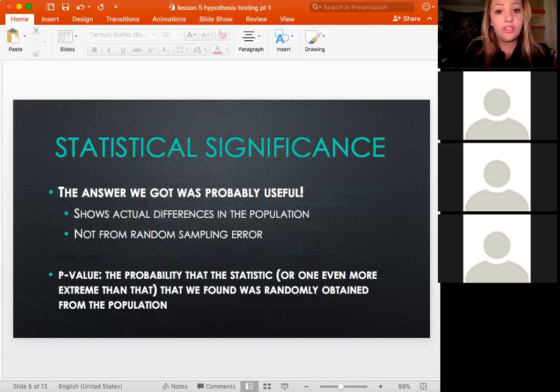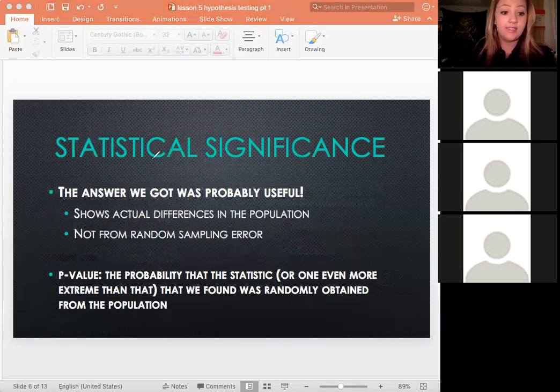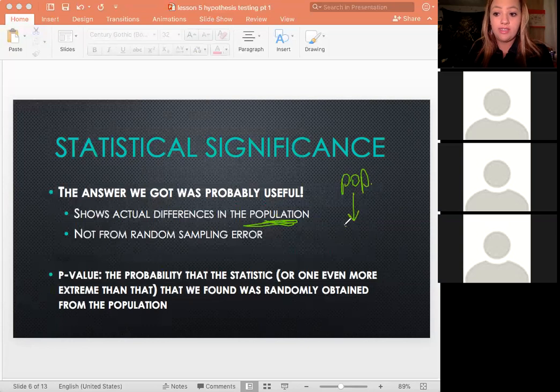So after we do a hypothesis test, we're trying to decide if it's either statistically significant or not. If we do find that it is statistically significant, we're going to say that the answer we got is probably useful. It is significant, so it's showing that there are actual differences in the population, because remember that our conclusion is always about the population. If you remember from earlier, I always draw this kind of cycle. We have our population, and then we take a sample from that population. And then based upon this sample, we're going to make an inference about the population.